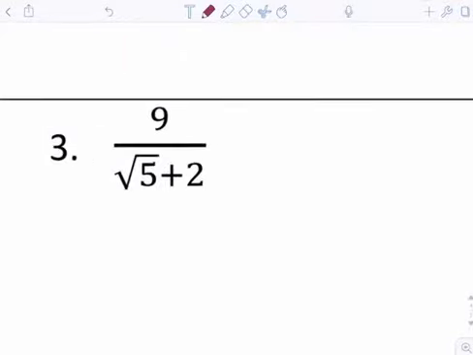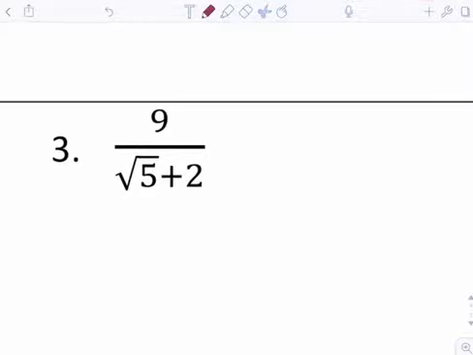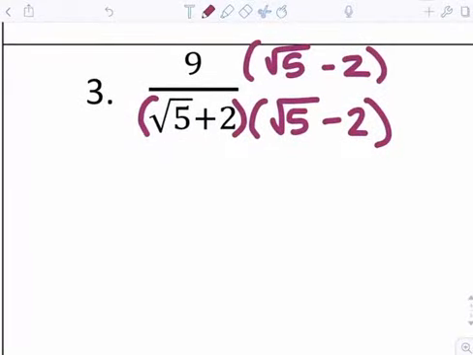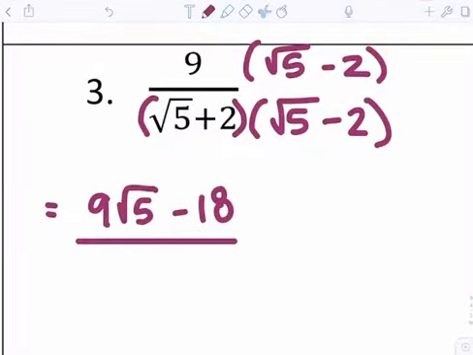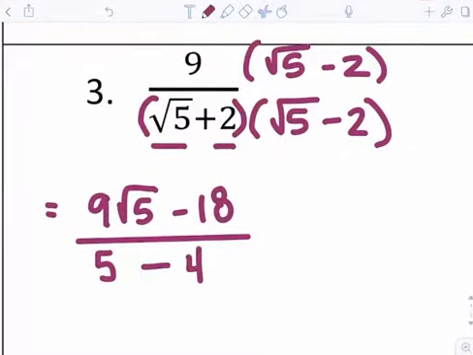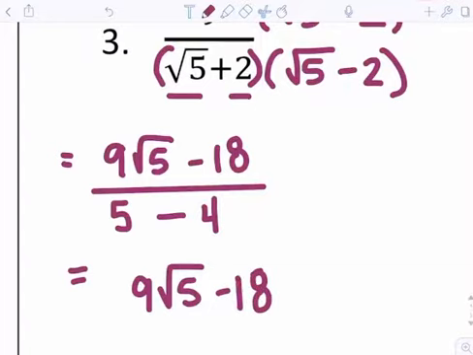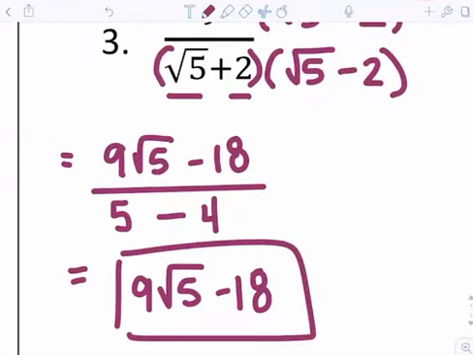Okay, number 3, we have our sum. So again, we're going to create a difference of 2 squares, so multiply by the opposite. Again, you could do the long way if you want. I'm going to distribute in the numerator, so that becomes 9 root 5 minus 18 over. Square this, that becomes 5. Square that, that becomes 4. Tag subtraction in the middle. Well, we know 5 minus 4 is just 1, so I'm literally left with 9 root 5 minus 18 over 1, but I'm not going to put the over 1 because we know we don't need that.